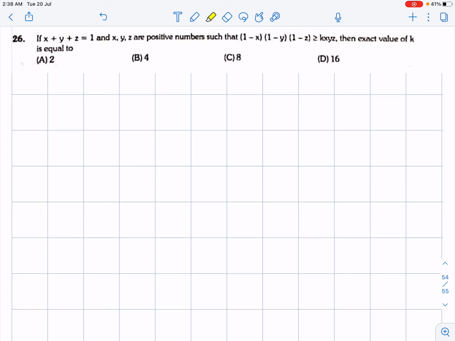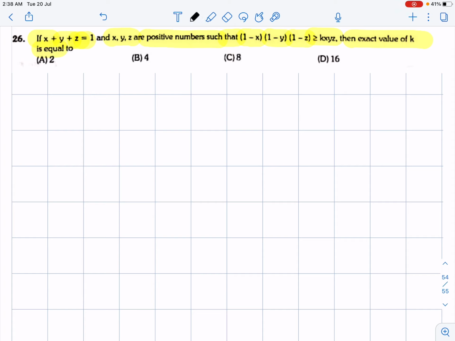Continuing our problem solving series in sequences and series, here I came up with the 26th question written on the screen. If x plus y plus z is equal to 1 and x, y, z are positive numbers such that (1 minus x)(1 minus y)(1 minus z) is greater than or equal to k times xyz, then the exact value of k is asked to us.